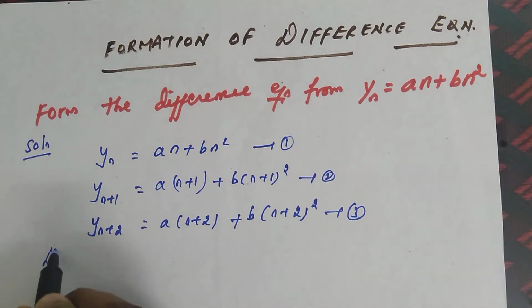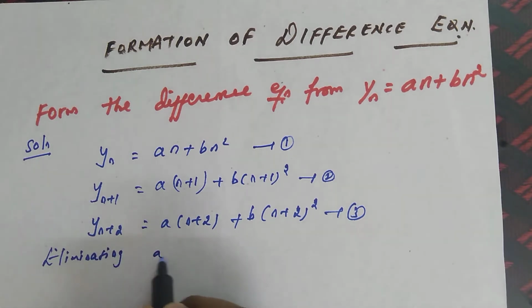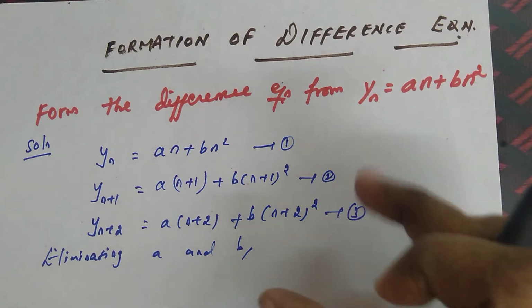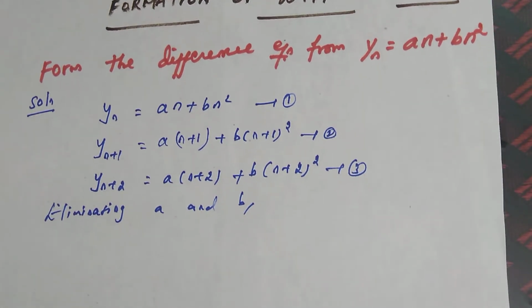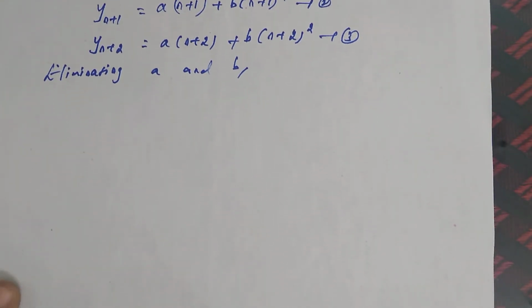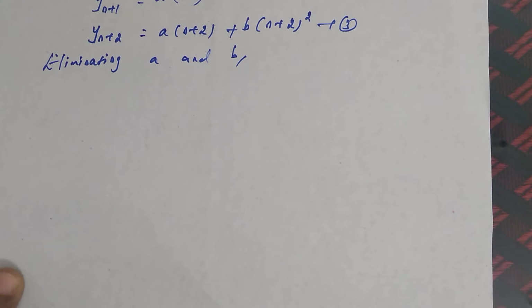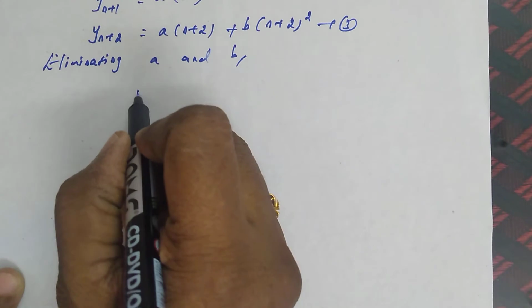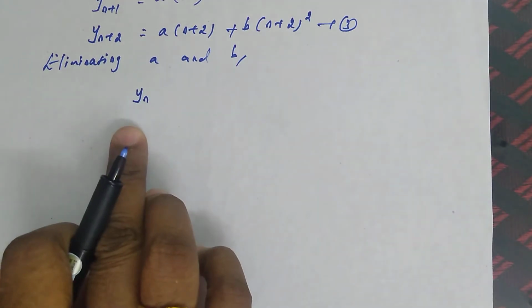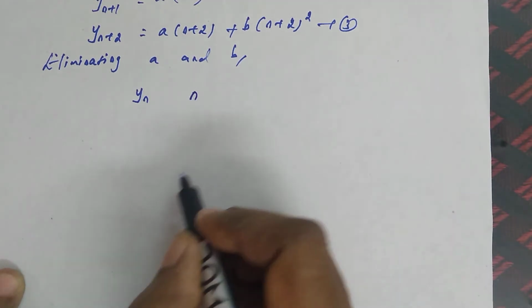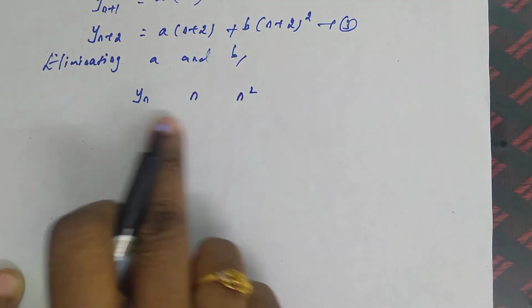So what we are going to do is eliminating a and b. How are we going to eliminate this? We are going to write the three equations in the matrix form. After that we are going to expand the matrix and multiply the terms, and we can get the required difference equation. From the first equation, the left hand side is y(n), the coefficient of a is n and the coefficient of b is n square.